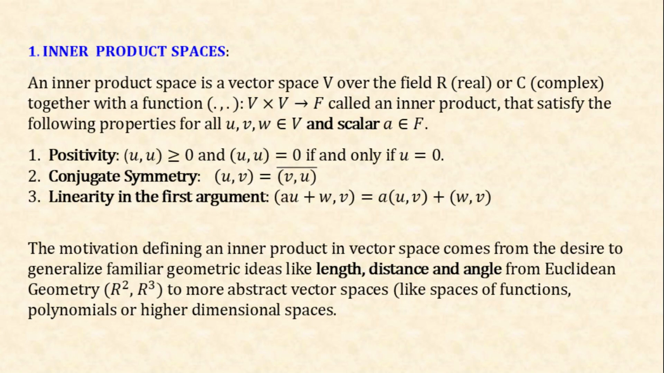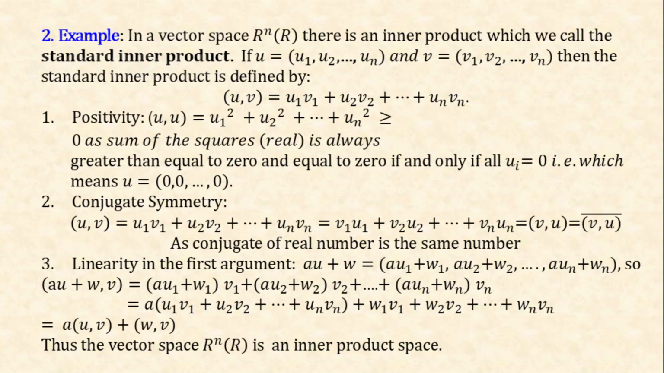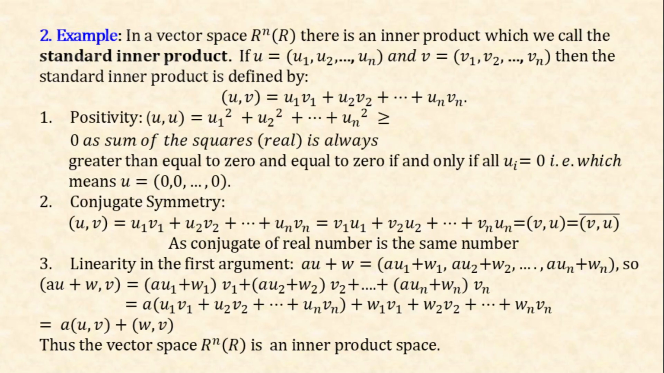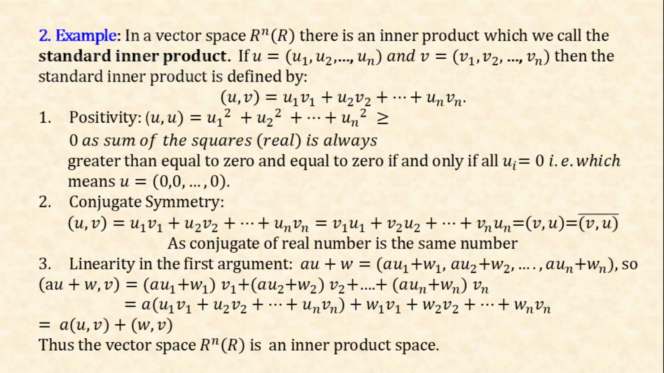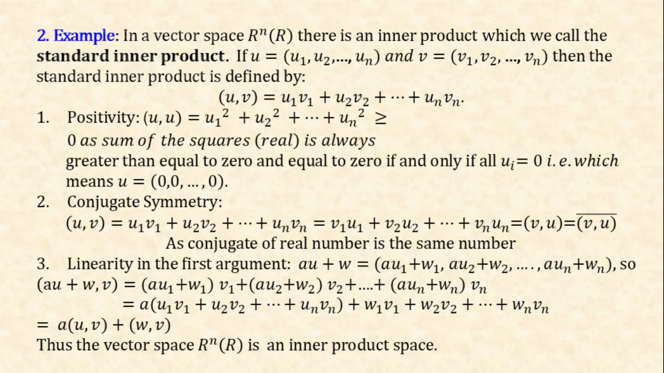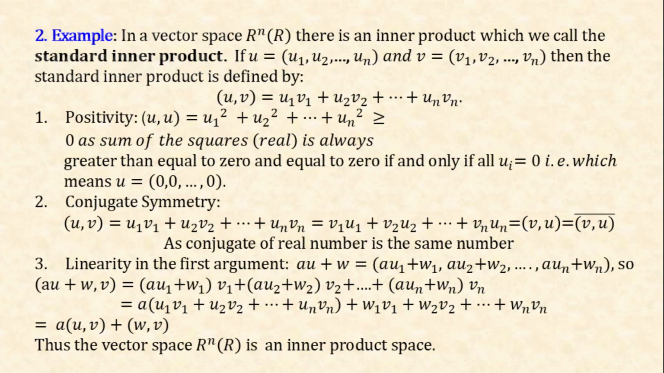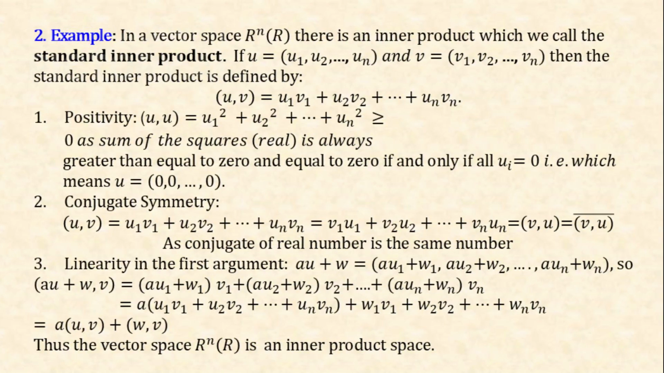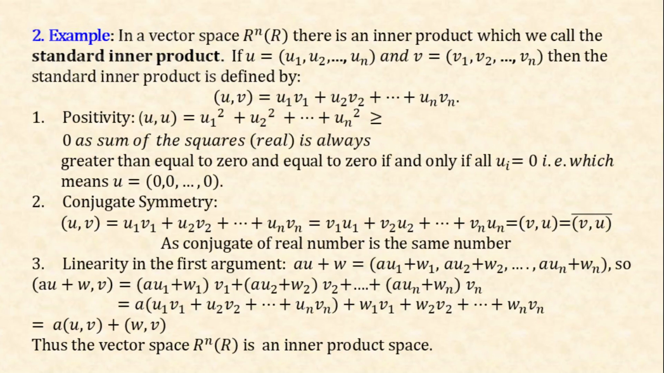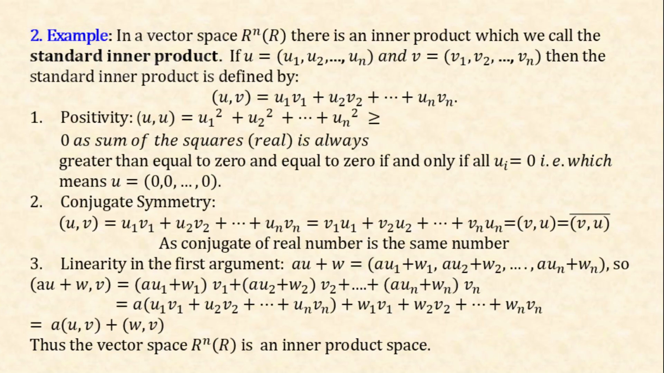and v. In the vector space Rn, the standard inner product, also called dot product, is defined by summing the products of corresponding components. This operation satisfies positivity, as the sum of the squares of real numbers is always greater than 0 and it is equal to 0 only if each component is 0 and hence u is 0. Conjugate symmetry holds, due to the commutative property of real numbers, and linearity can be easily established. Please check out the calculation.